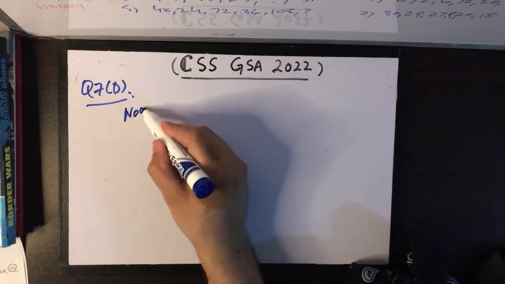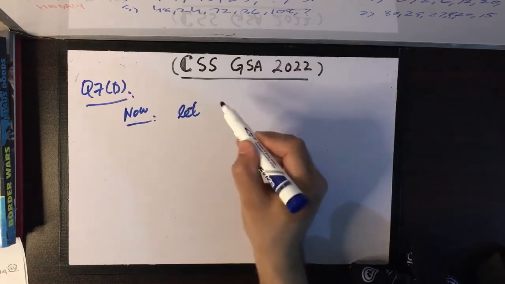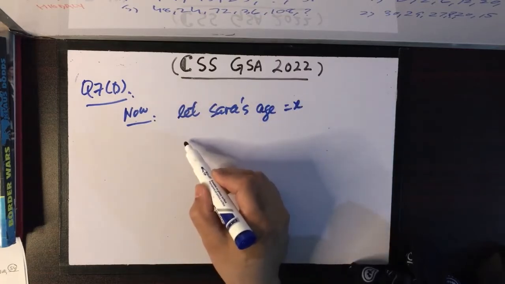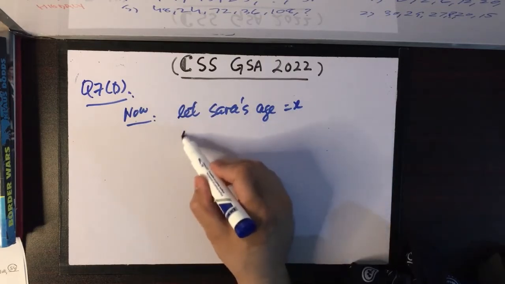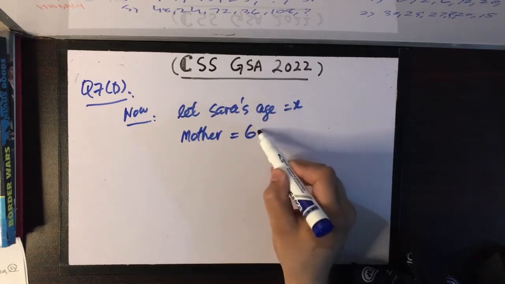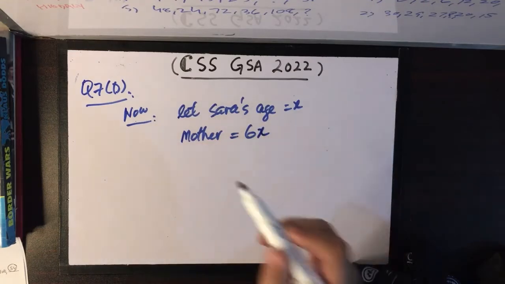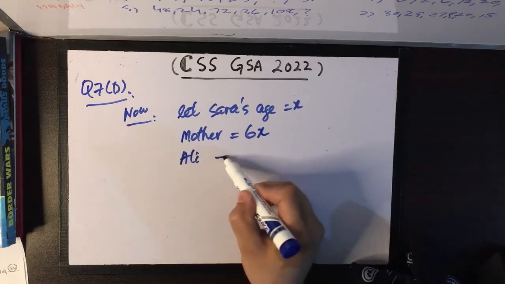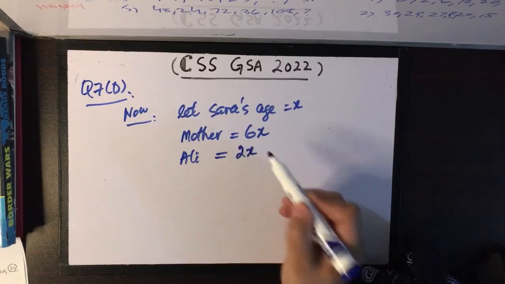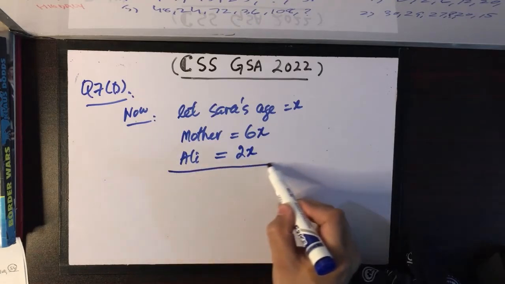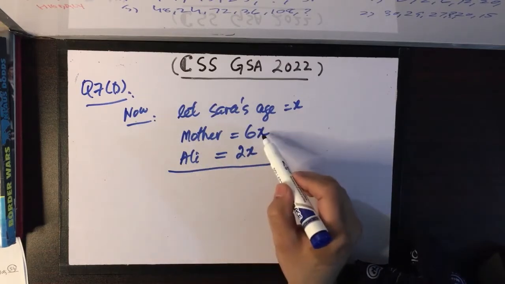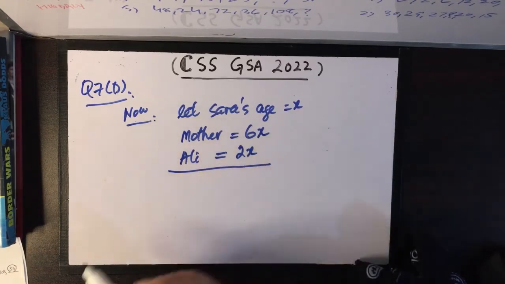So now, let's assume Sarah's age is X. It says her mother is 6 times older than Sarah. The mother now equals 6 times older than Sarah, means 6 multiplied by Sarah's age, which is X. And Ali, her brother, is twice as old as Sarah. Twice means multiplied by 2. So right now their ages are these: Sarah is X years old, mother is 6X, and Ali is 2X.